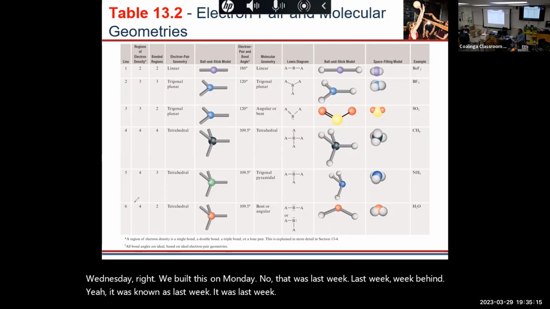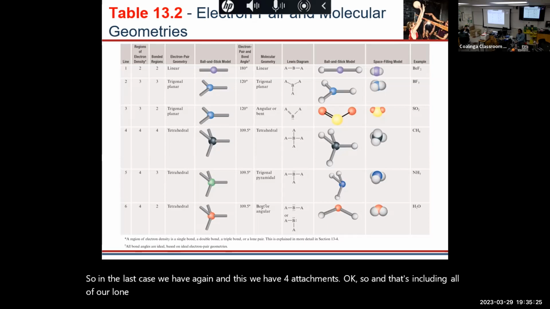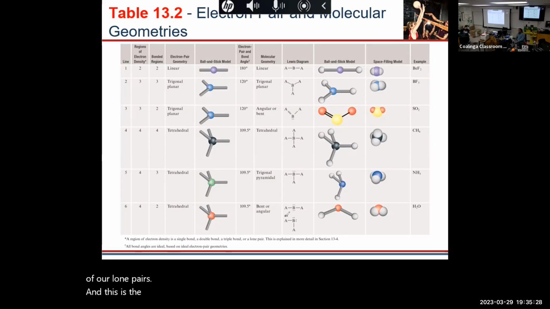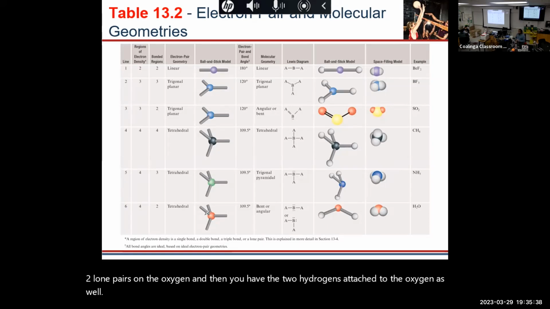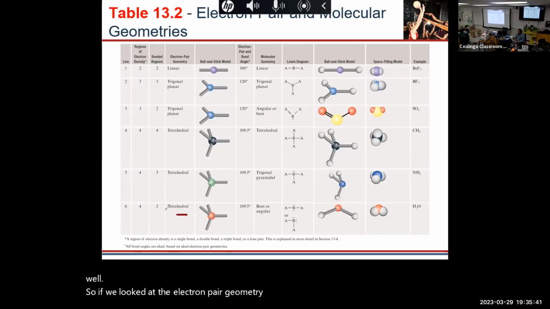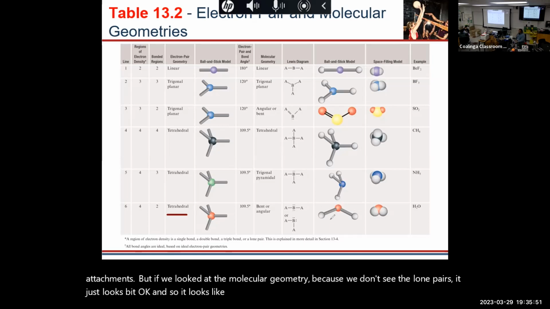Okay. In the last case, we again have 4 attachments, and that's including all of our lone pairs. This is the situation with water, where water actually has 2 lone pairs on the oxygen, and then you have the 2 hydrogens attached to the oxygen as well. So if we looked at the electron pair geometry, it's going to be tetrahedral because there's 4 attachments. But if we looked at the molecular geometry, because we don't see the lone pairs, it just looks bent.